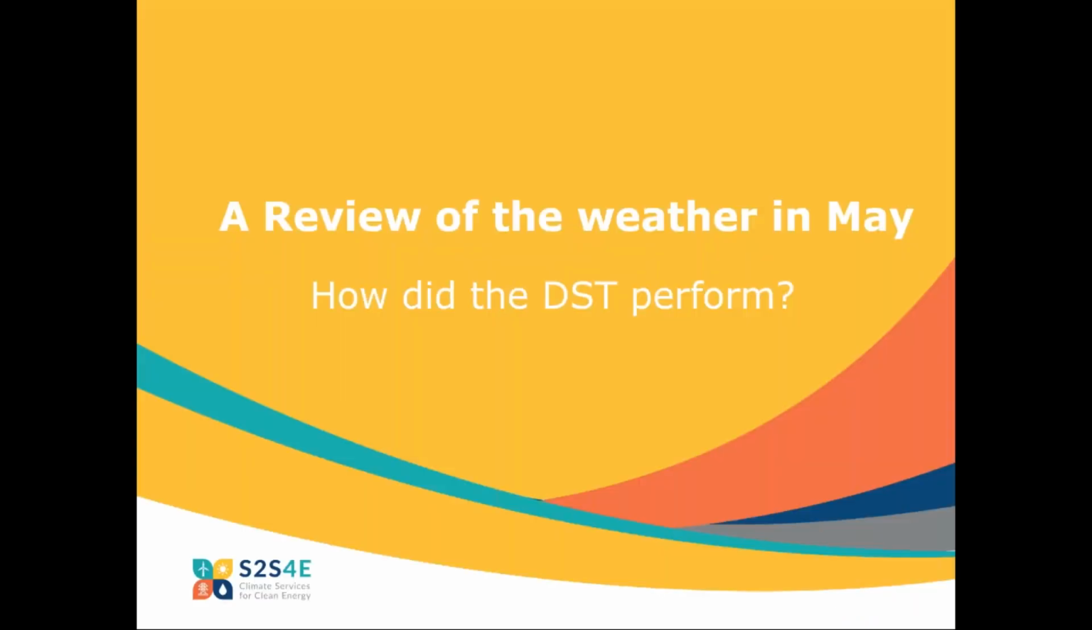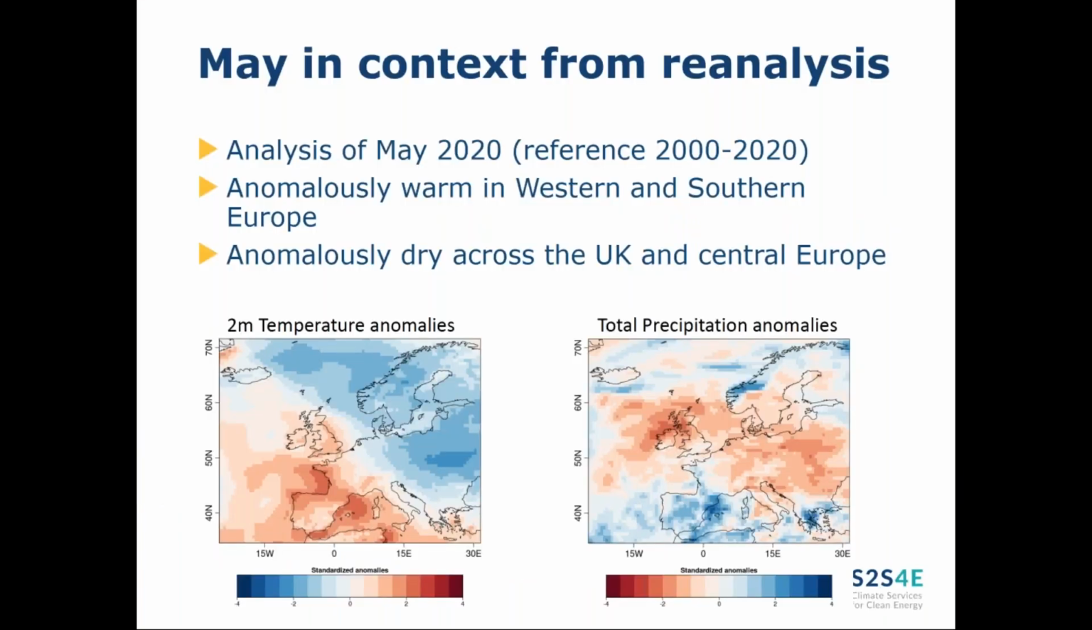So, firstly, let's review the weather in May. How did the Decision Support Tool perform? To put some context from the reanalysis, May was quite an interesting month, which a lot of us might be more aware of than usual, as many of us have spent it in our homes rather than at work. May 2020, as we can see from these anomaly plots of temperature and precipitation over Europe, taken from the JRA-55 reanalysis, is compared with a reference period of 2000 to 2020. We use this quite short reference period because of the global warming signals that are present. It gives a more accurate representation of the anomalies.